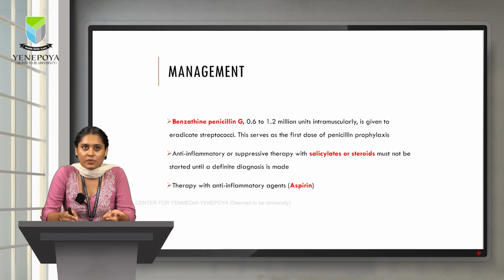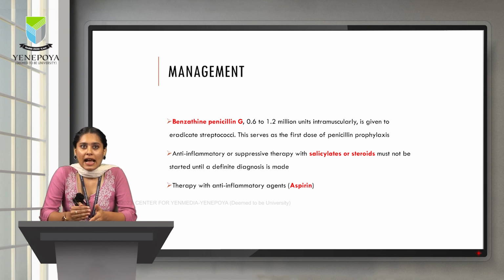So what is the management strategy which is involved? Benzathine penicillin G, that is 0.6 to 1.2 million units intramuscularly, is given to eradicate the streptococcal infection. This serves as the first dose of penicillin prophylaxis. Okay, soon after the infection is found out, you are supposed to give this prophylaxis medication, which is the benzathine penicillin G.